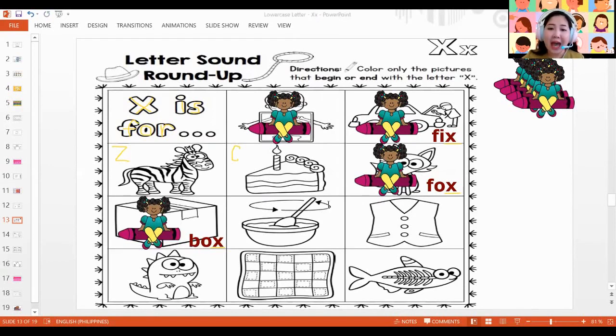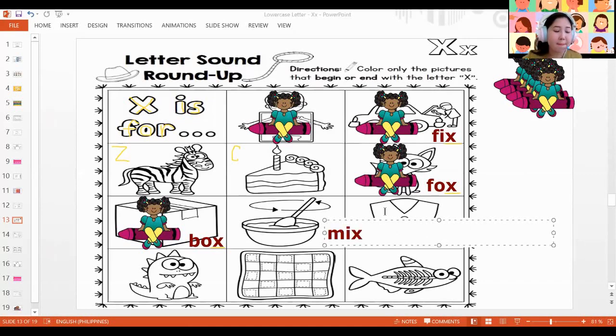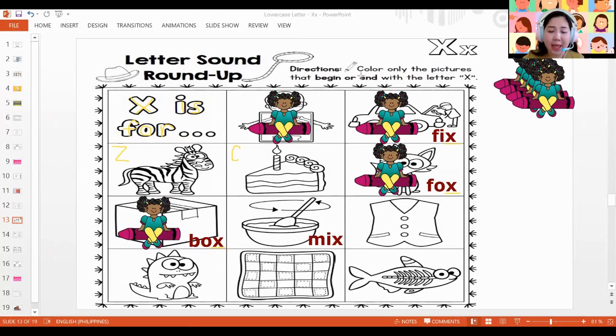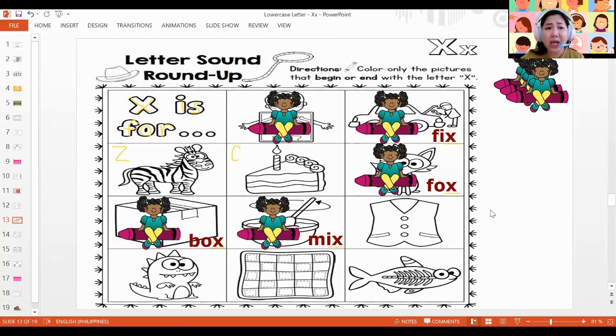Next one, we have this one. X. Mix. Are we gonna cover the word mix? Yes, we will, because it has the x sound in the end. So let's cover mix. That's because it has what sound in the end? X. Very nice.